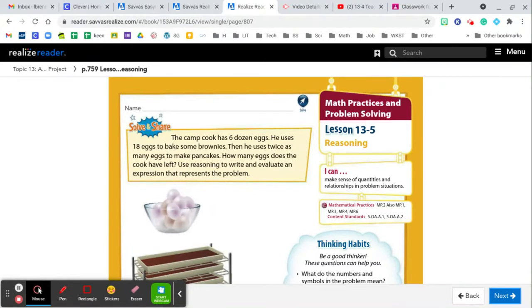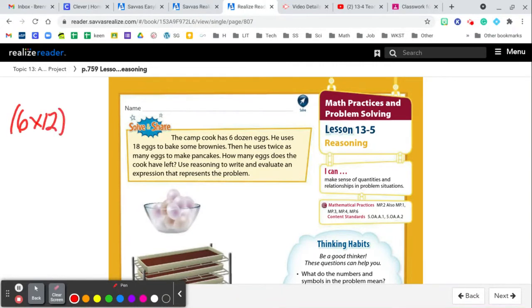So let's start with, what does he have? He has 6 dozen eggs. So a dozen is 12. So to figure that out, I'm going to have to do 6 times 12. That's what he has. And then I'm going to have to subtract out. He's going to use 18 eggs for brownies. And he's going to use twice as many eggs.